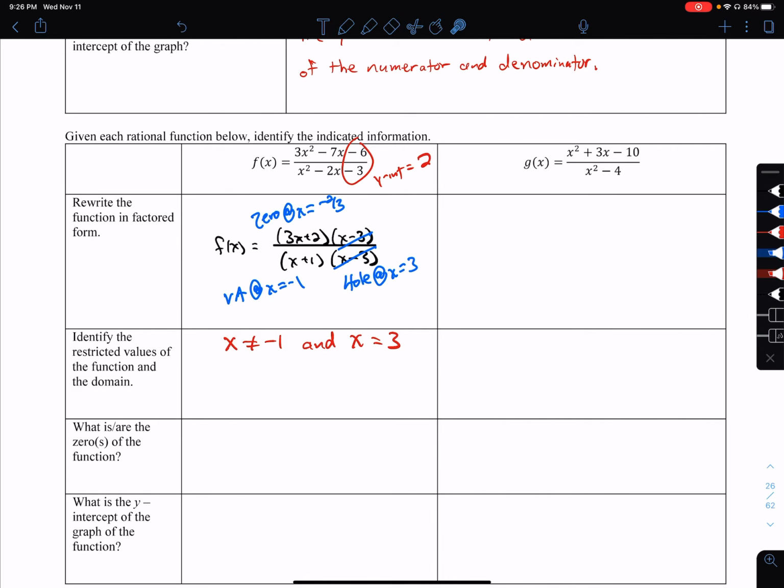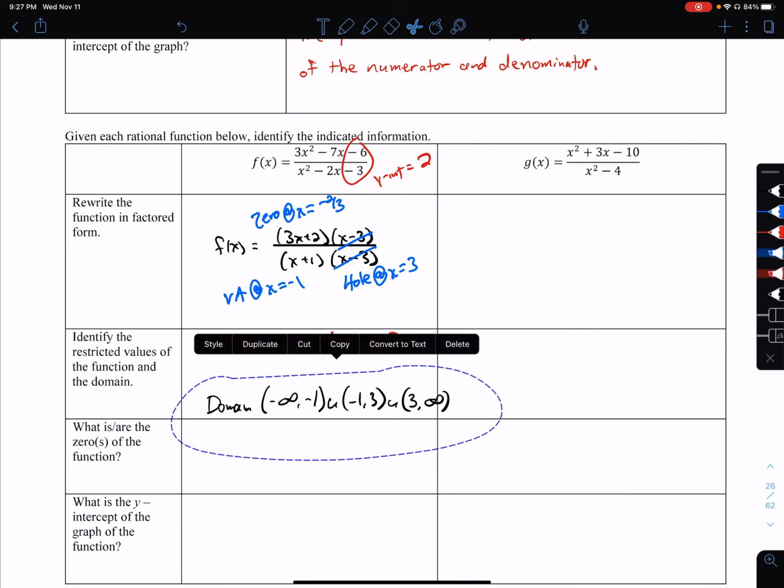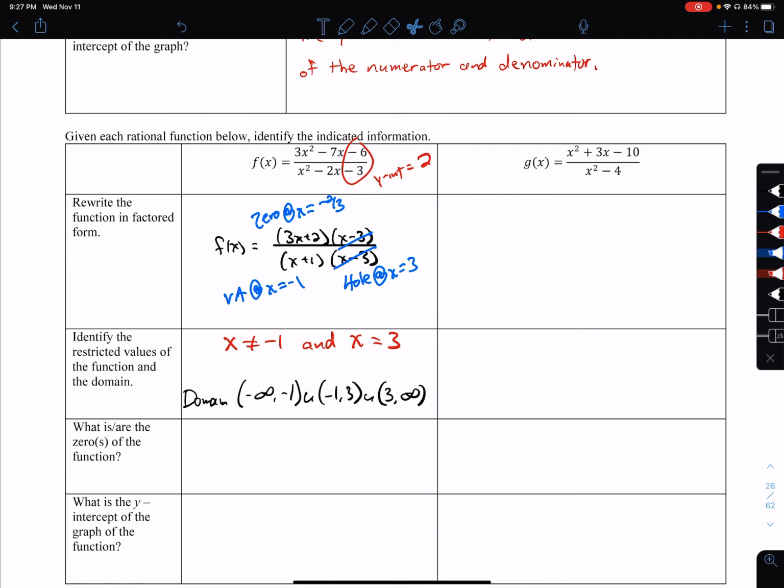What's the domain? The domain is everything but these numbers. So the domain is going to go from -infinity to -1, and then from -1 to 3, and then from 3 to infinity. It's everything but -1 and 3.